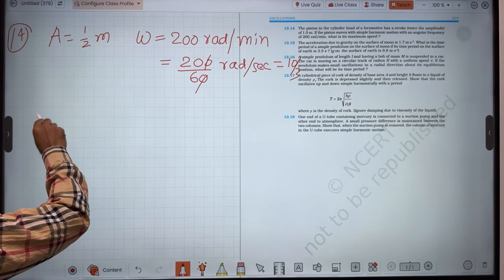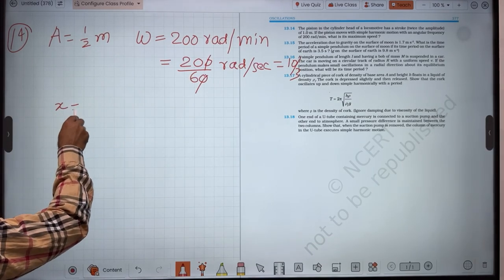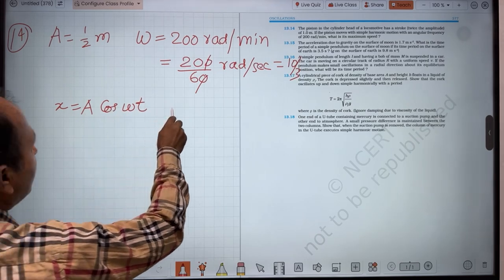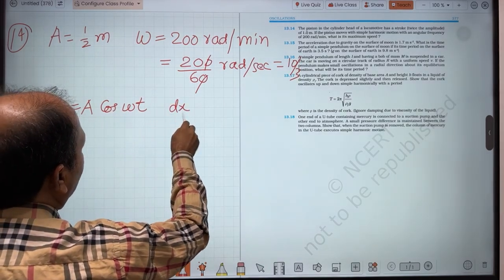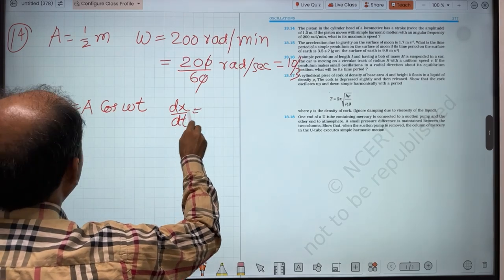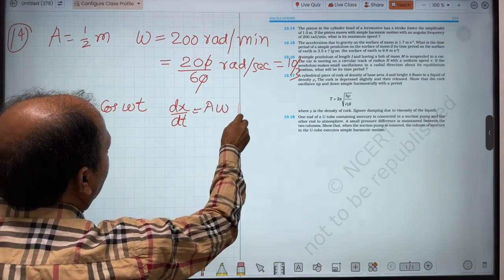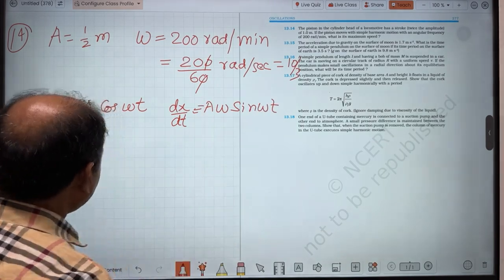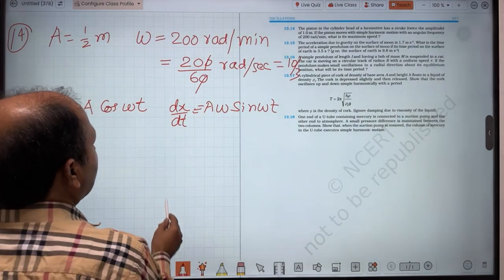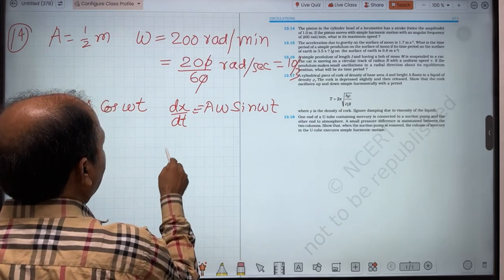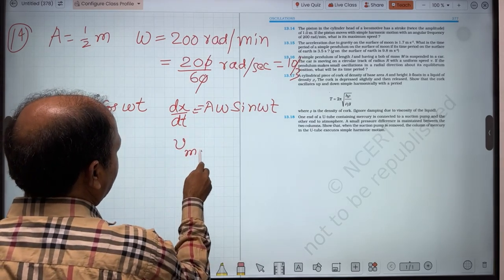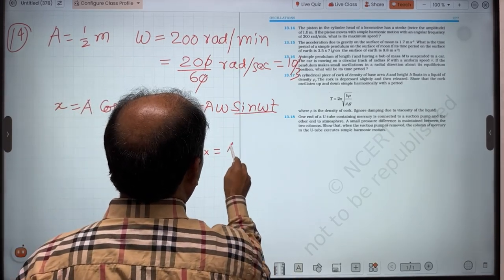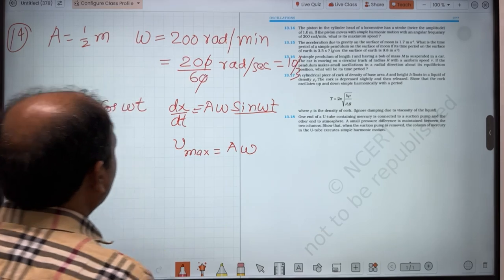If you remember the expression, if we start from x equal to A cos omega t and we differentiate it, we get dx upon dt, which is equal to A omega sine omega t with a negative sign, right? And if we find its maximum value in magnitude, so V max will be equal to, sine omega t will become 1. So it will be A omega.